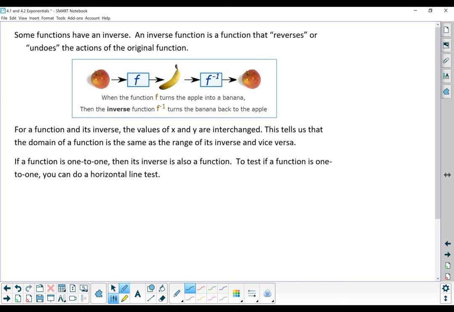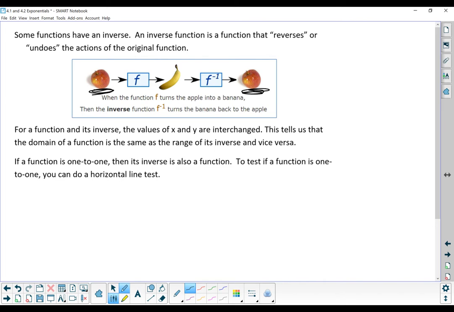For a function and its inverse, the values of x and y are interchanged. So this tells us that the domain of the original function is the same as the range of the inverse, and vice versa. The range of the inverse is the domain. The range of the function is the same as the domain of the inverse function. The x's and y's for these two types of functions are switched.